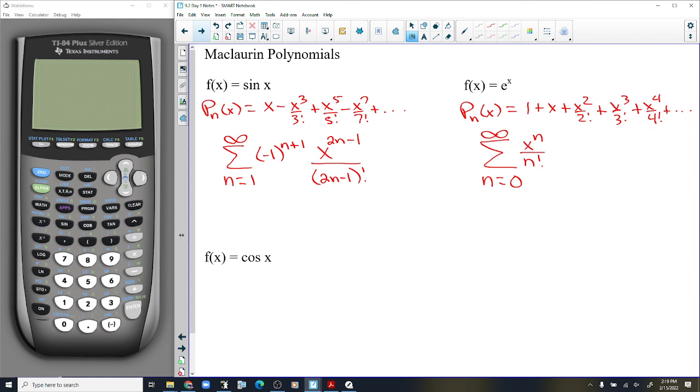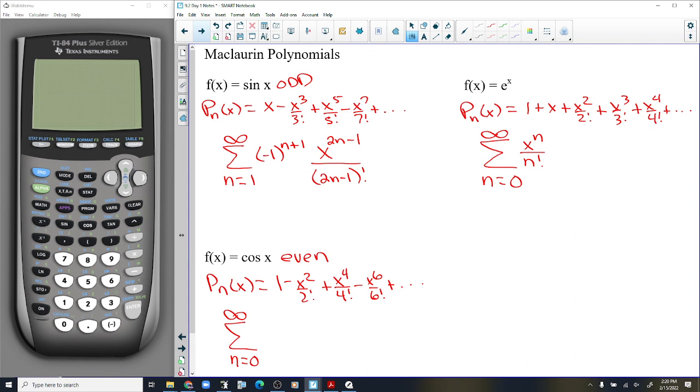Then cosine, p sub n of x is, this is an even function. That's an odd function. So I need all the even powers. 1 minus x squared over 2 factorial plus x to the fourth over 4 factorial minus x to the sixth over 6 factorial. N equals 0 to infinity of, you want to tackle that? What would the summation notation be? And like I said a couple times, this is a little ahead of the game.